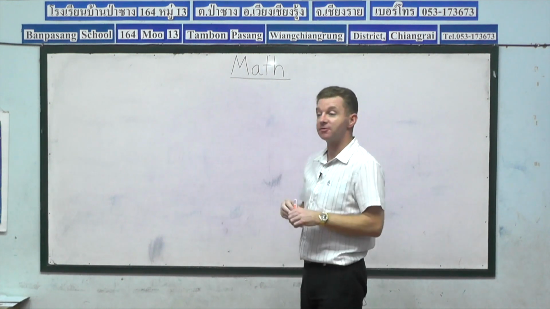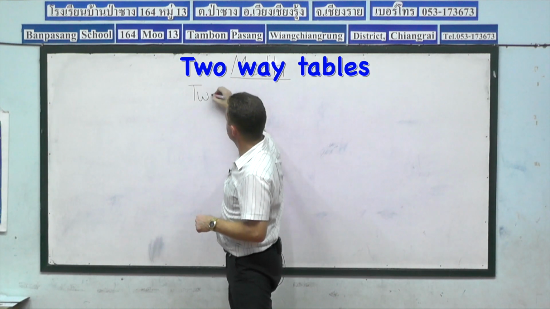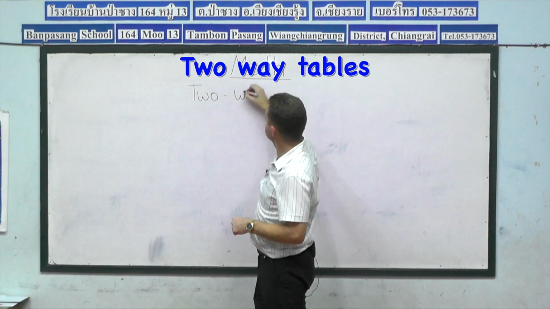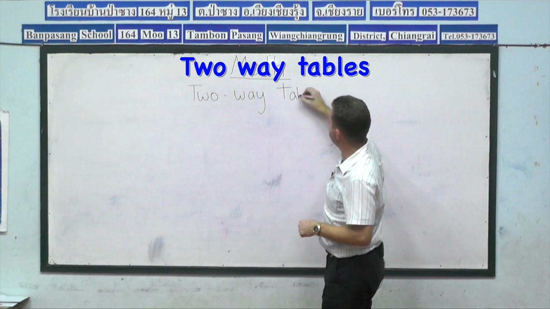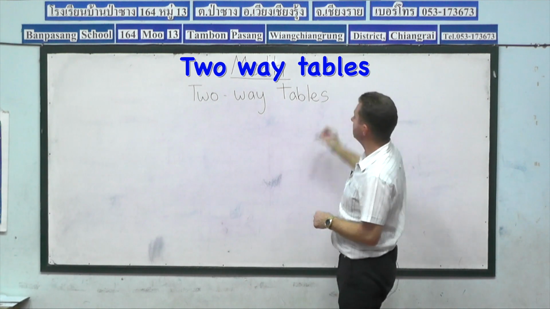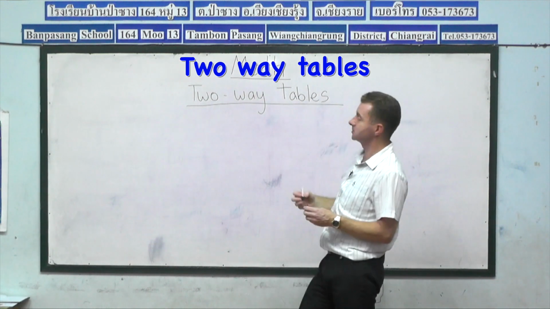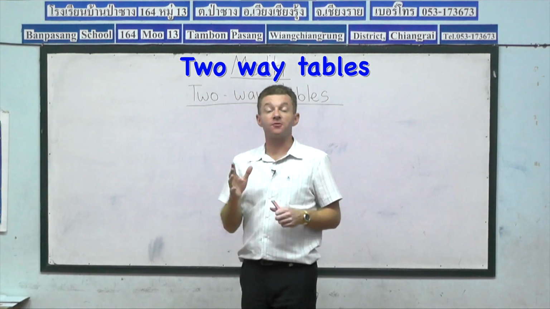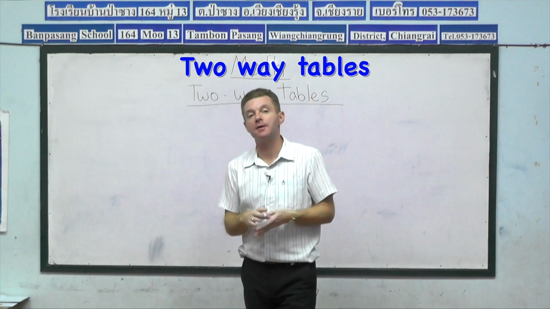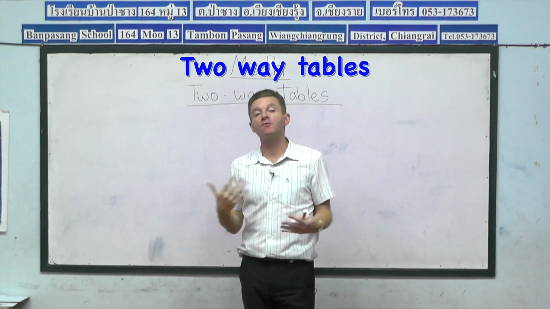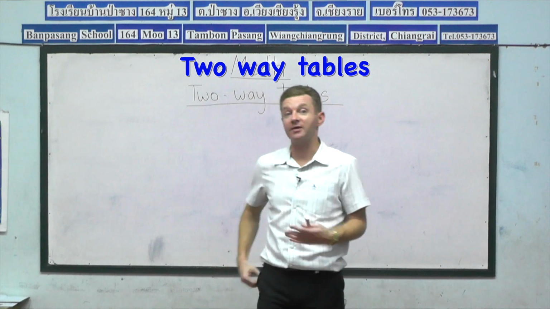So let me write that phrase on the board first. 2 is T-W-O, way, W-A-Y, and tables, T-A-B-L-E-S. So altogether we've got 2-way tables. Yes. And to begin, I'm going to do another recap exercise of what a 2-way table looks like. And then we can have our students practice reading the information correctly to answer some of the questions.